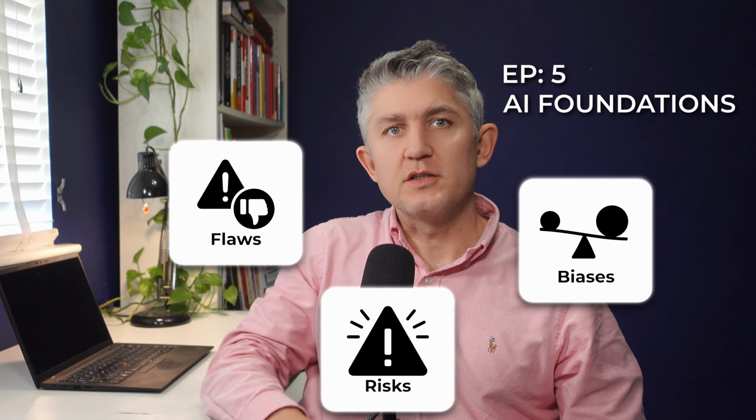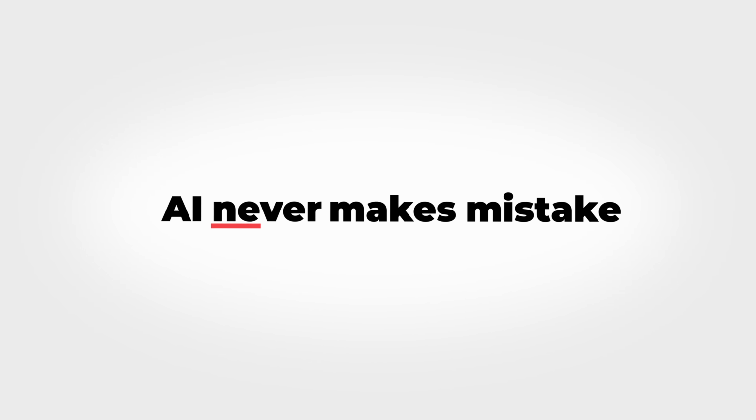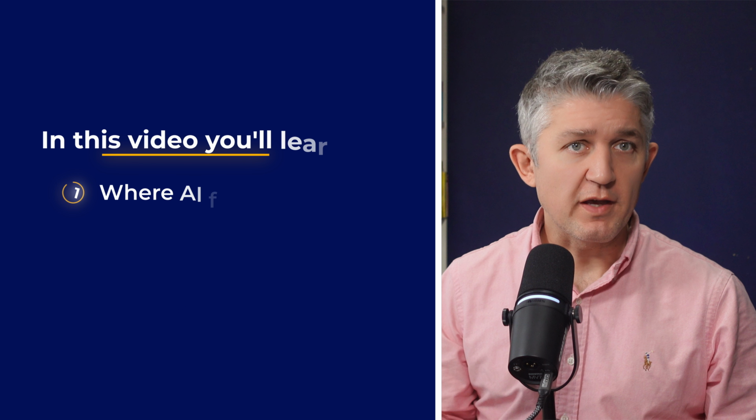Today we'll talk about AI flaws, biases, and risks. The module will ground our expectations in reality. AI is powerful, but it's not magic. Today we will learn where it fails, why it fails, and what to do about it. We will start with a clear view of AI limitations and risks in implementation.